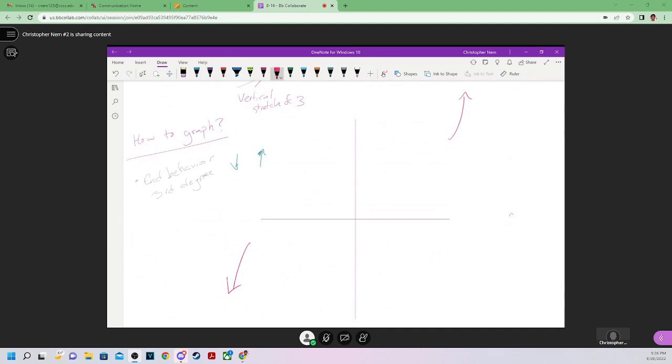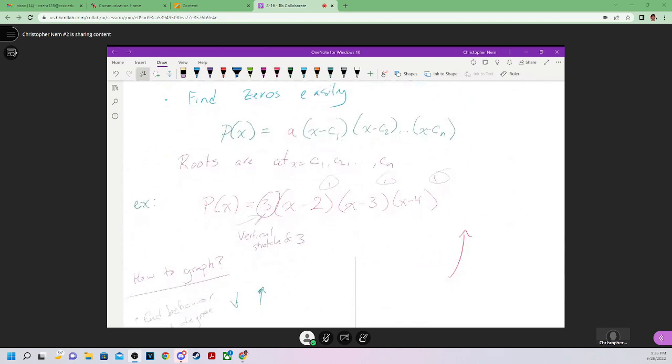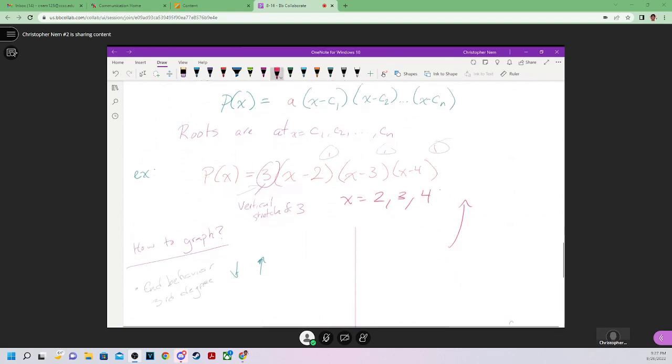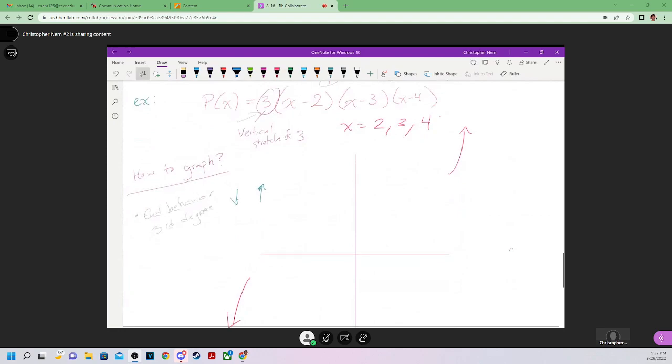Well, now we go into our roots. We have 3 roots, so we have x equals 2, x equals 3, and x equals positive 4, I apologize. These are going to be our x-intercepts, roots, and our solutions, all of that good stuff. So at x equals 2, 3, and 4, I know I'm going to touch the x-axis at these points.